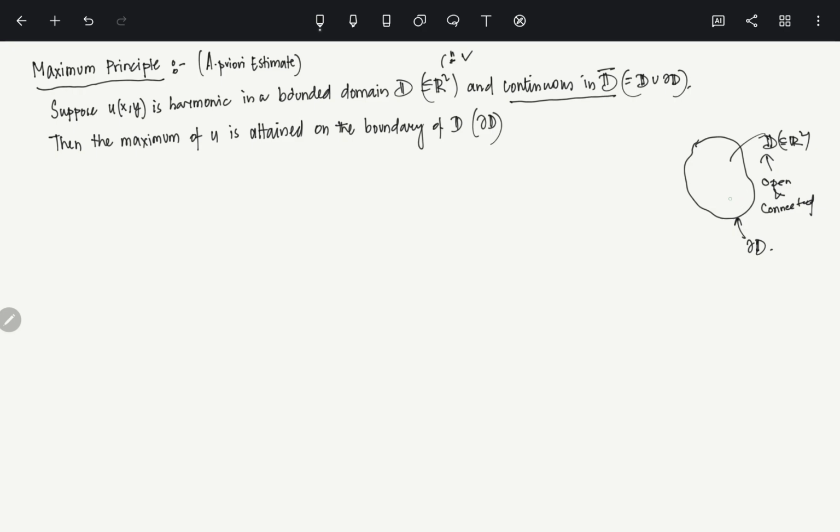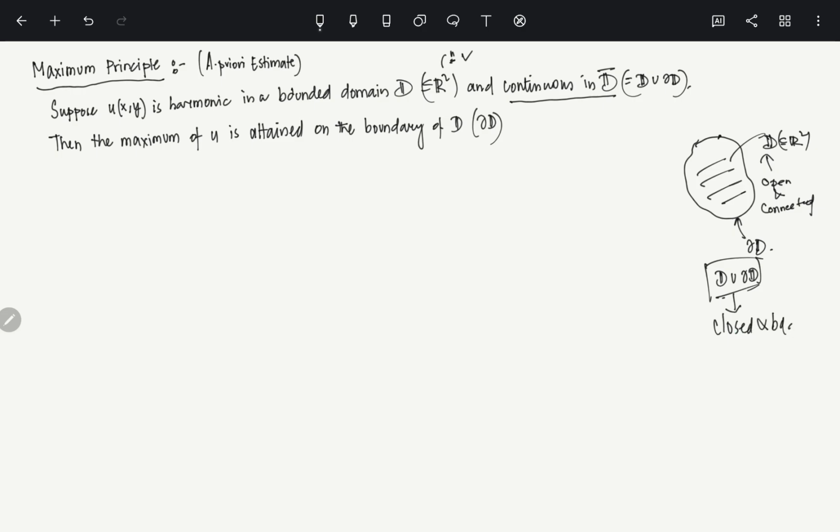So u is defined here and also on the boundary. Yes. And it is also continuous, right? Up till the boundary. Yes. So you see, if D is an open bounded set, then D union D bar, this D union del D, this set is a closed and bounded set.